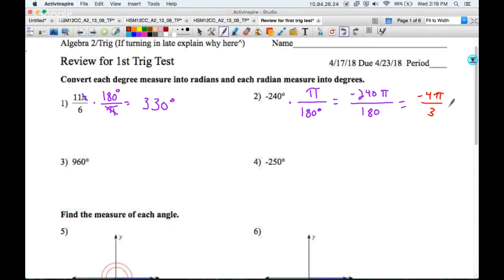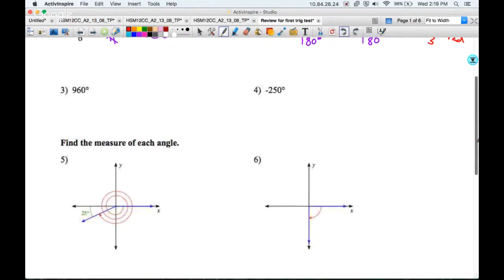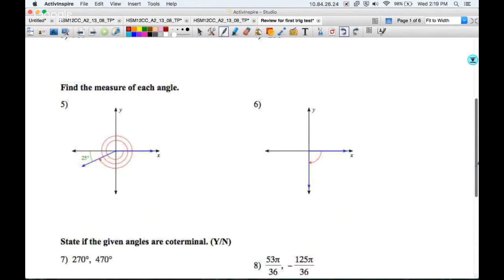All right. Radians, you don't actually have to write rad, but sometimes it's nice. Radians is that unitless measurement, which is kind of strange.